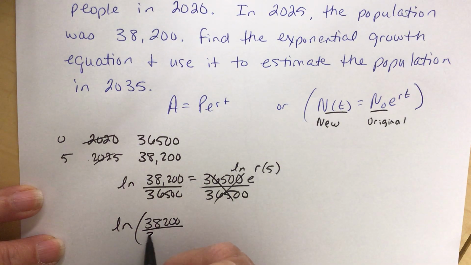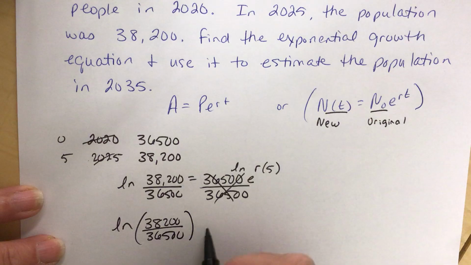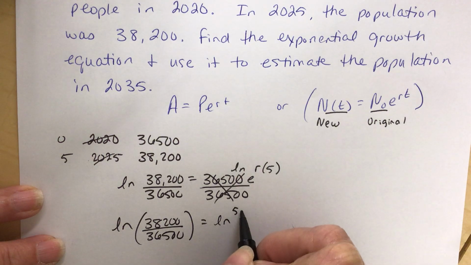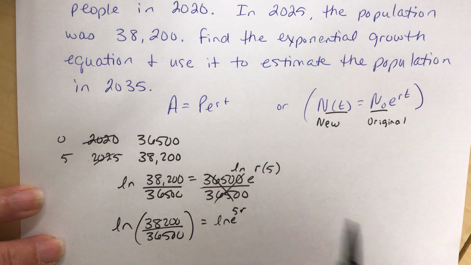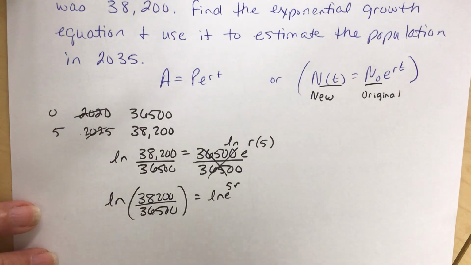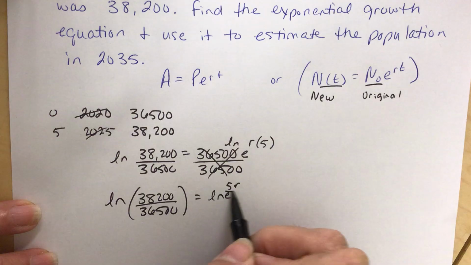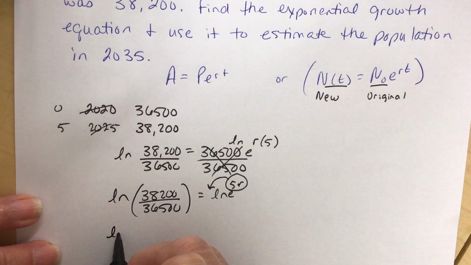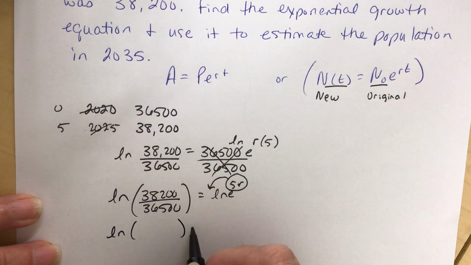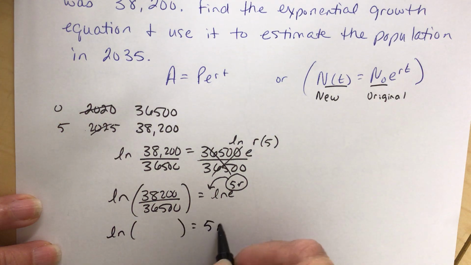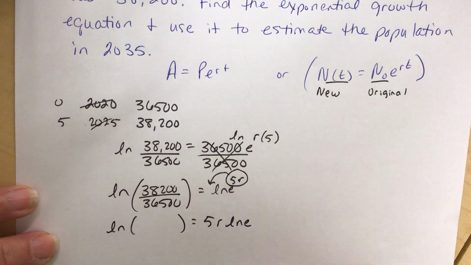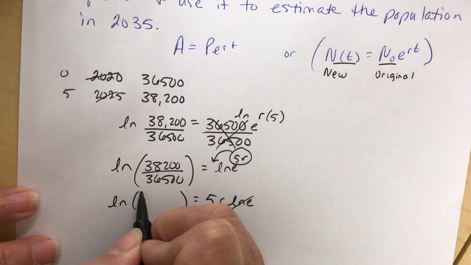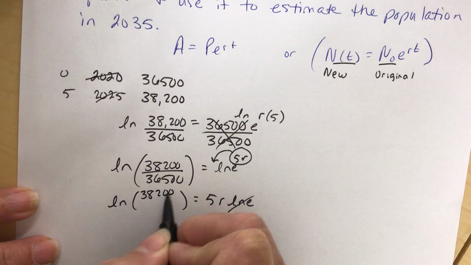So I'm just going to leave it as 38,200 divided by 36,500 is equal to the ln of e to the 5r. It's kind of important to have that e in there. Now the reason we did that is so that we can take this variable that's up in the exponent and bring it down. So now the ln of this thing is equal to 5r times ln of e. And ln of e is equal to 1, so 5r times 1 is just 5r. So I'm going to put this back in here.